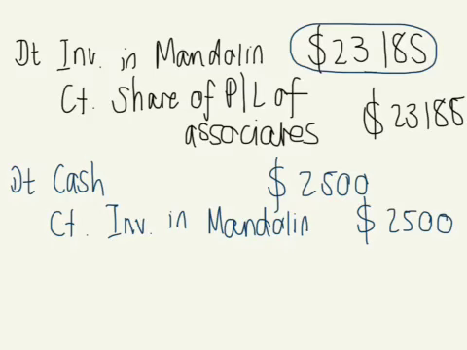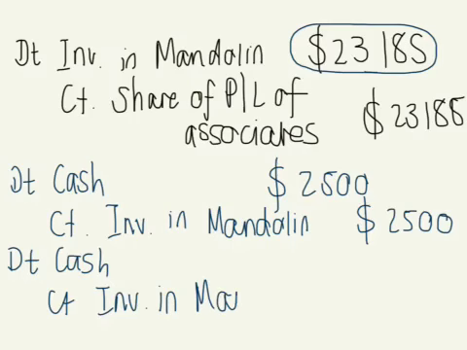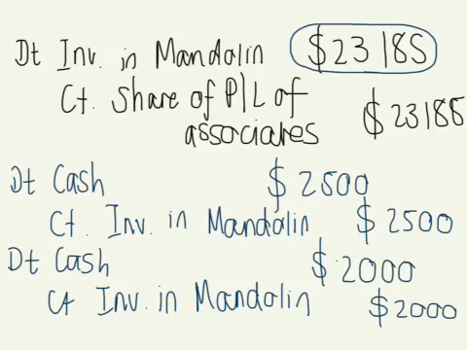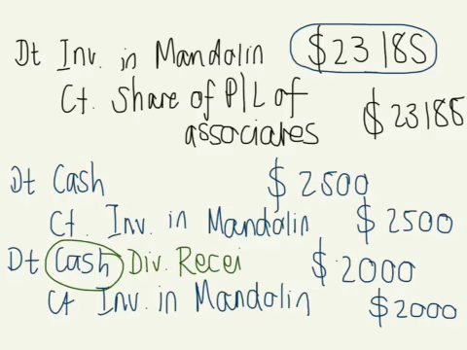And the last one is the interim dividend that was paid of $8,000. So once again, debit cash, credit our investment in Mandolin. 25% of the 8,000 should be 2,000. If any of these were dividends that were declared but not yet paid, this entry would have been dividend receivable.